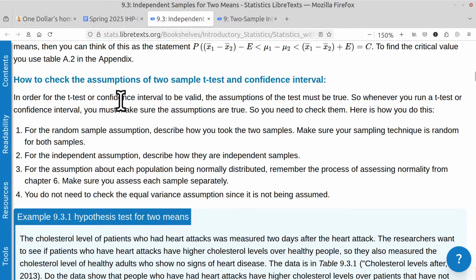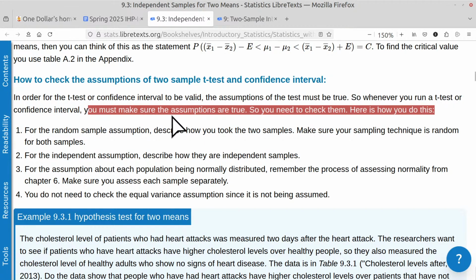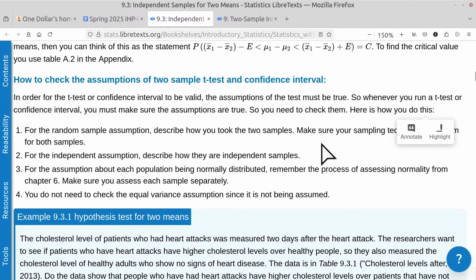How to check the assumptions of the two-sample t-test and confidence interval. In order for the t-test or confidence interval to be valid, the assumptions of these tests must be true. So whenever you run a t-test or confidence interval, you must make sure the assumptions are true. So you need to check them. Here is how you do this.